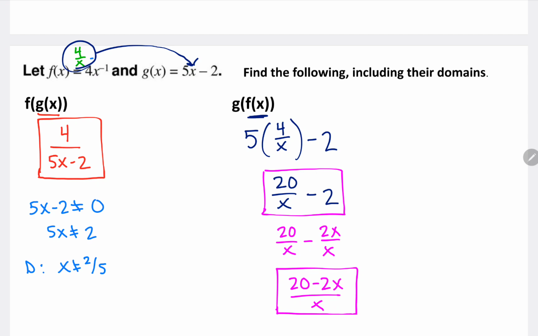Because we have an x in the denominator, our domain is limited. If we plugged in 0 for x, our denominator would be 0, so x cannot be 0 is our domain.